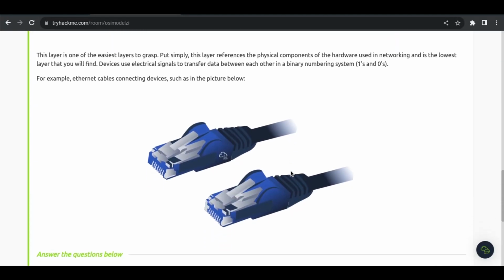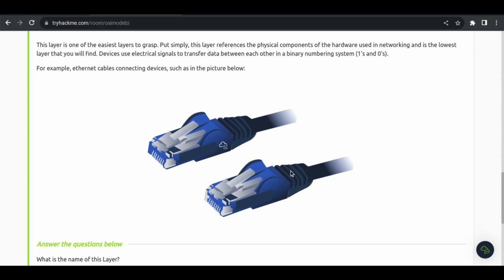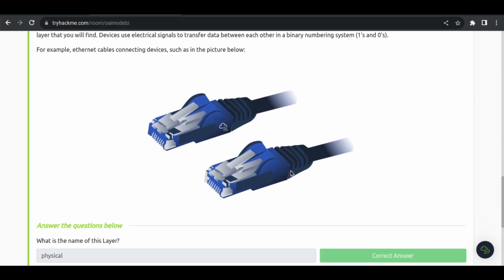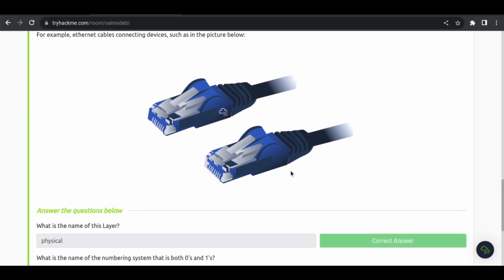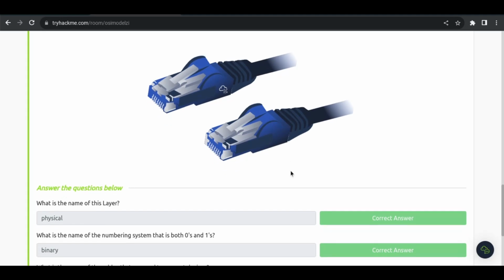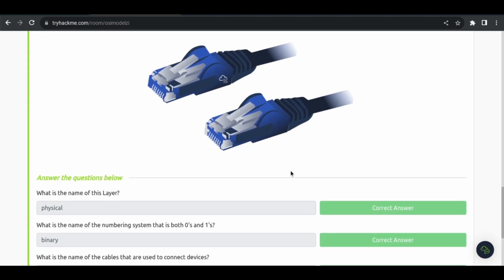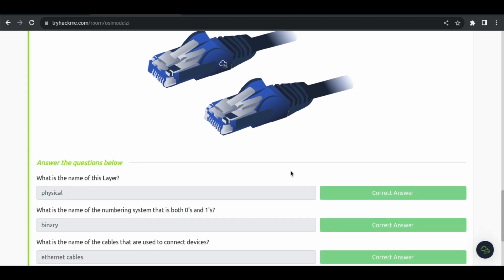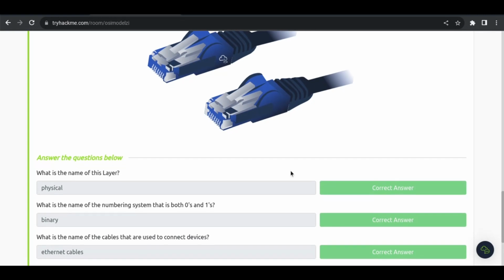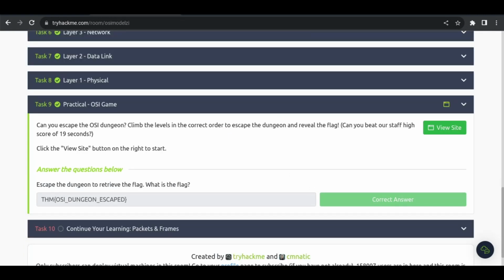Answer the questions below. What is the name of this layer? That is physical. What is the name of the numbering system that is both in zeros and ones? That is binary. Next question: what is the name of the cables that are used to connect devices? That is Ethernet cable. And that concludes this portion of this section.